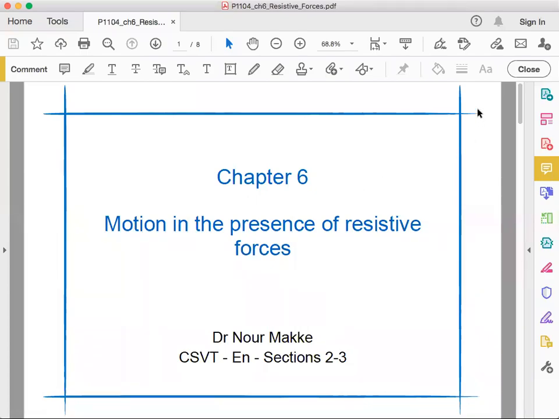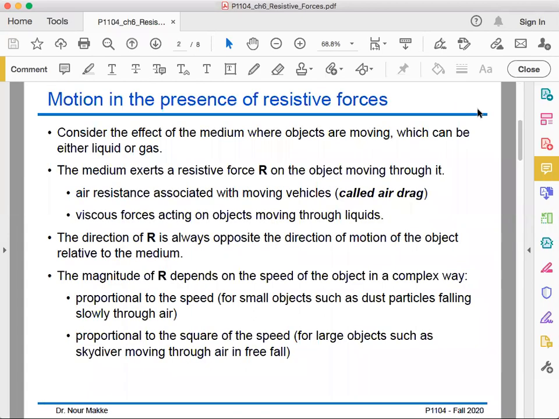In this lecture, we're going to talk about the motion in the presence of resistive forces. So what are the resistive forces and how can we describe the motion in the presence of resistive forces? Actually, in this case, we take into account the effect of the medium where the objects are moving onto the object. And this medium can be liquid or gas.